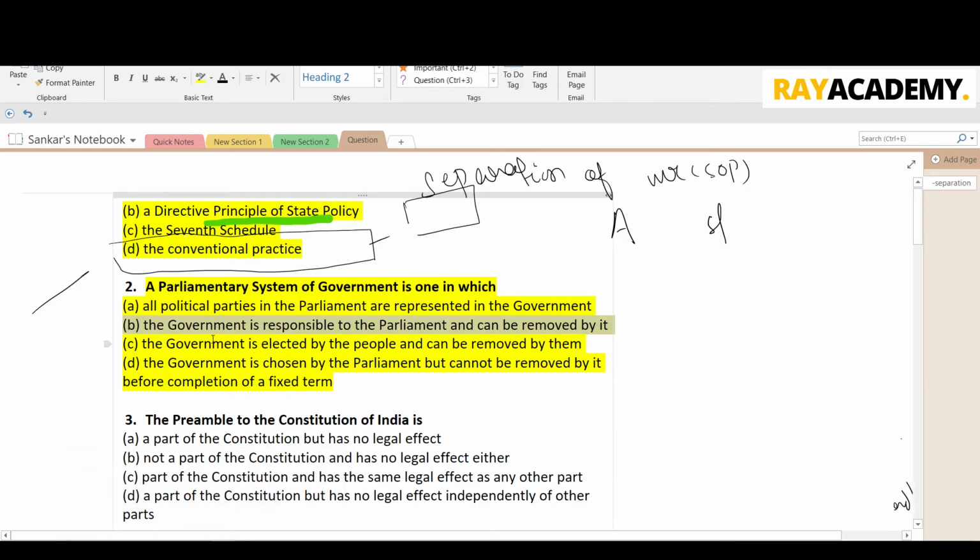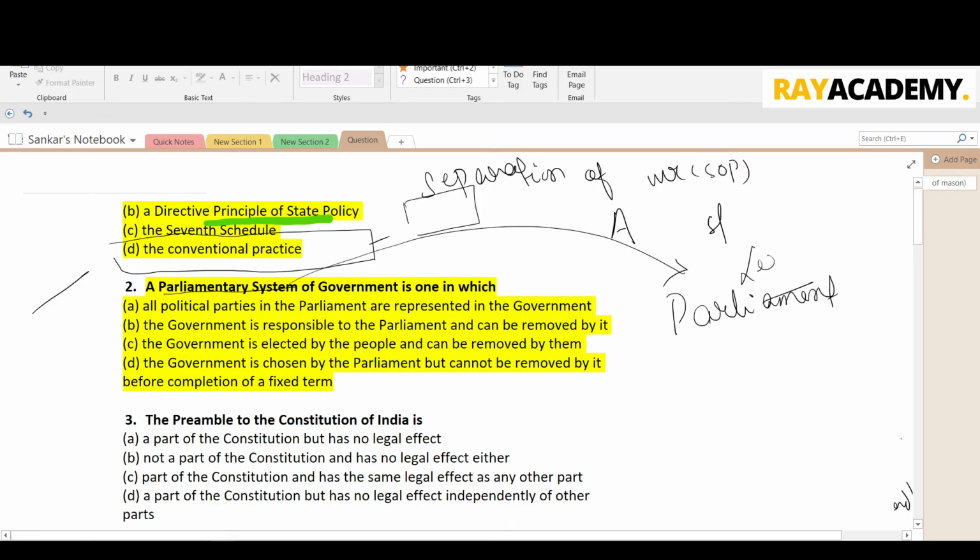Anyways, try to understand this question. A parliamentary system of government. First thing first, read the question carefully. It is saying parliamentary system of government. That means first it is giving importance to what? Parliament. And specifically it is talking about the legislature. Next, all political parties in the parliament are represented in the government. The answer is no. Not all the political parties are represented. Correct answer is B. But let's skip B and I will explain the others, then I will come to B.